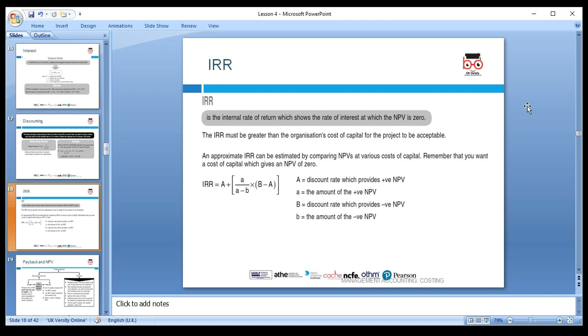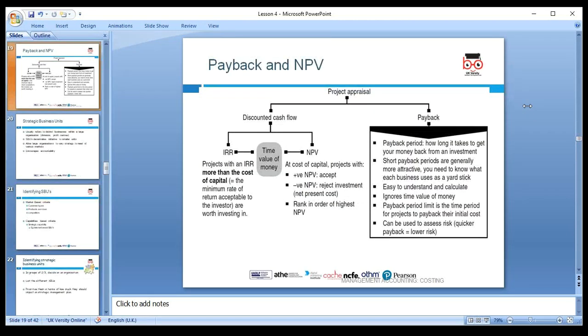We need two NPVs, two net present values, one positive and one negative, and then we can use this formula to calculate with the low discount factor and the high discount factor and their NPVs. And by using this formula, we can find the cost of capital.